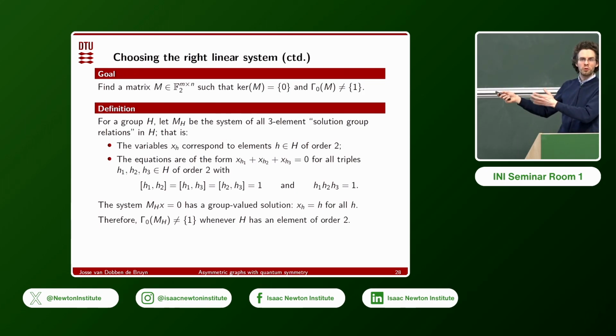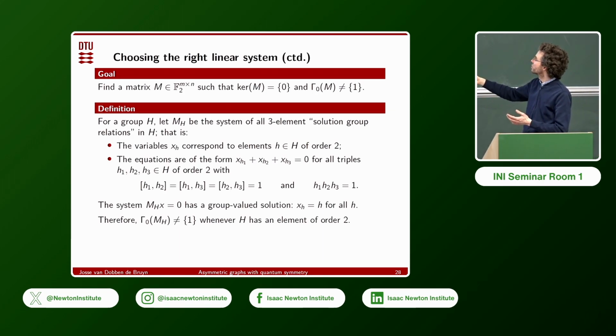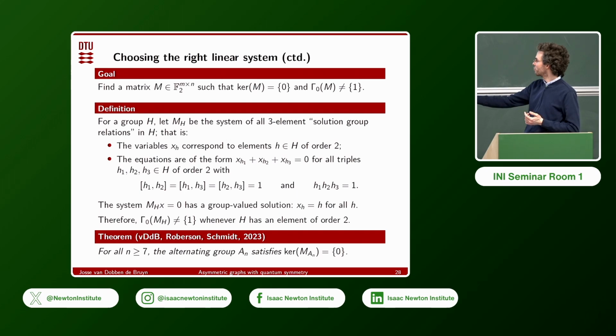So that was actually somehow the hard part. And now to find whether or not this kernel is trivial, that's just linear algebra. So you just try a bunch of groups and see which one works. And we found that for all n greater than or equal to 7, for the alternating group A_n, if you build the linear system like this, then you get that the kernel is trivial. And by what we said before, because the alternating group has elements of order 2, it follows that the solution group is going to be non-trivial. And that gives you asymmetric graphs with quantum symmetry.